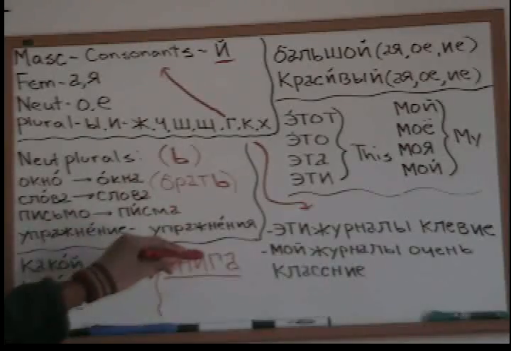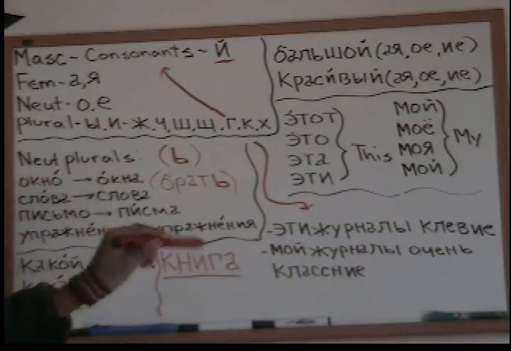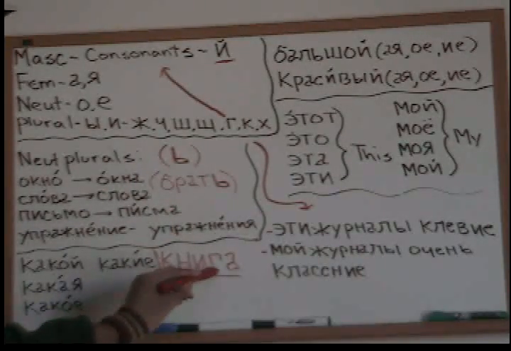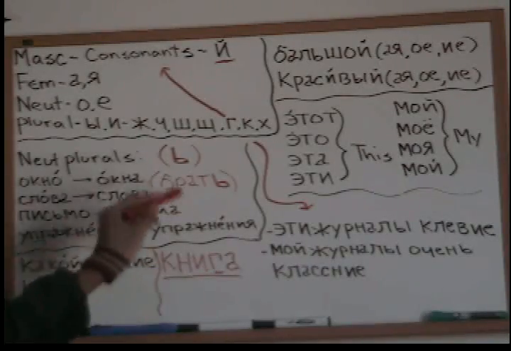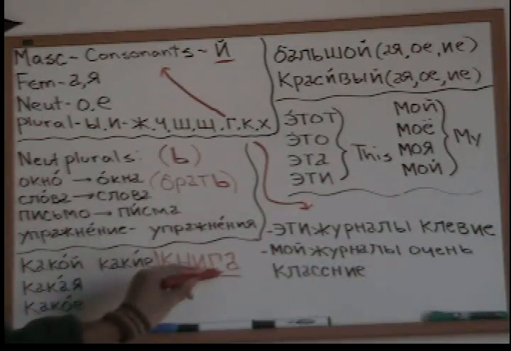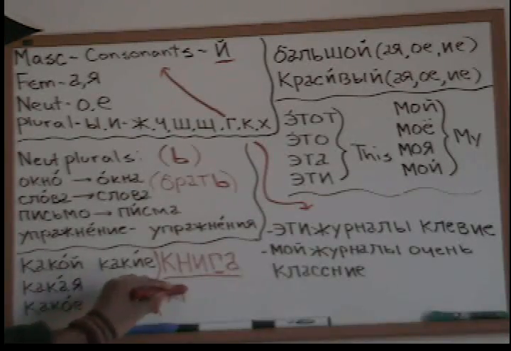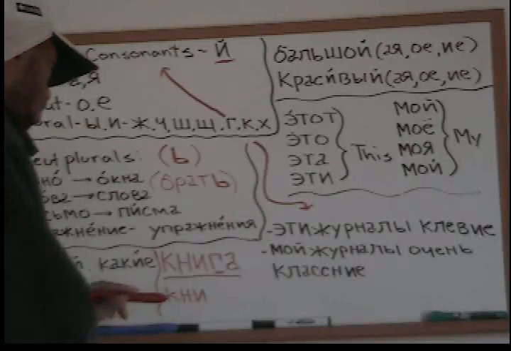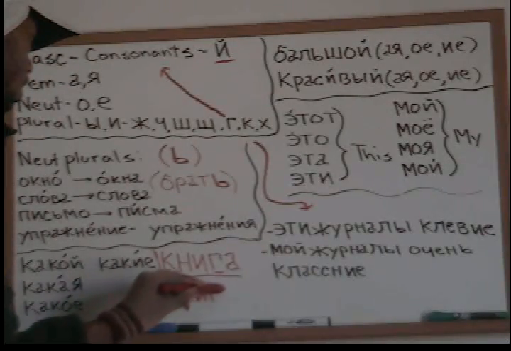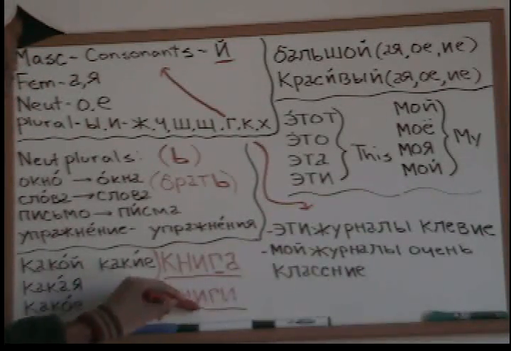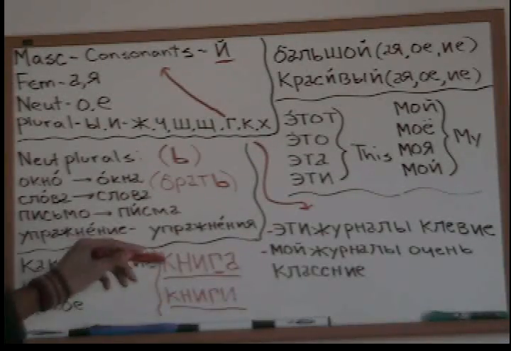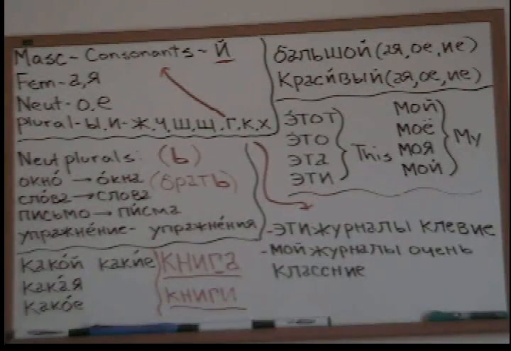Now, if we want to make this kniga into a plural, as you can see, it's a velar. You see, g, k, h, it ends with this g. So you can just add E. So it will be, oh yeah, that's right, knigi. And there you have books. So that's how you do that, okay?